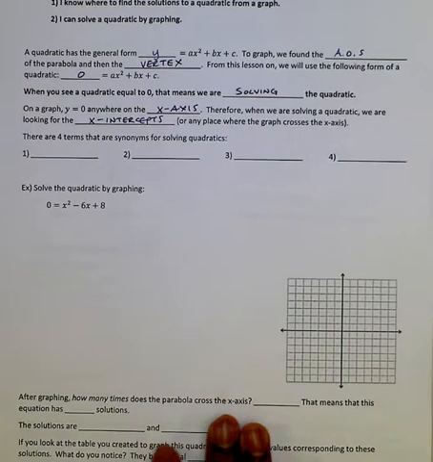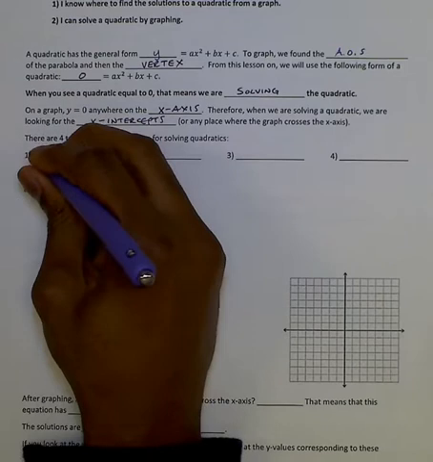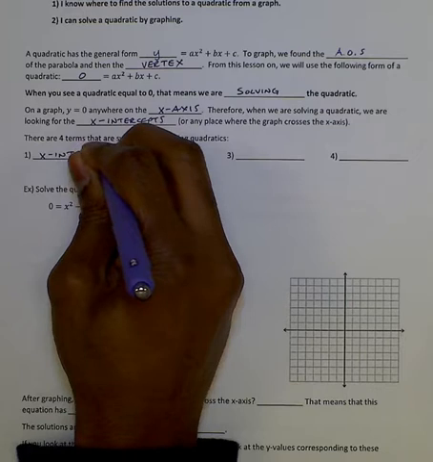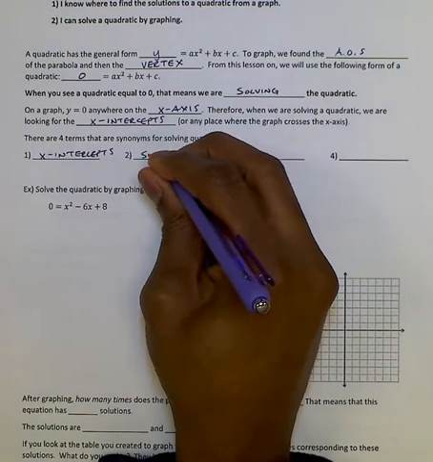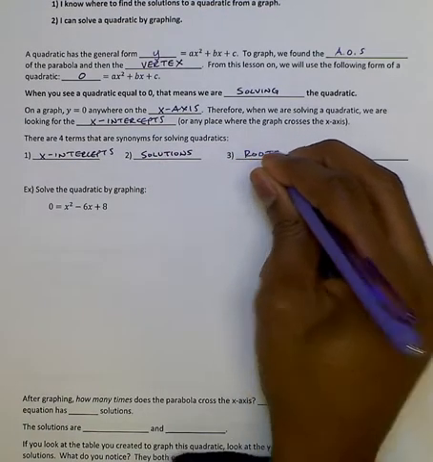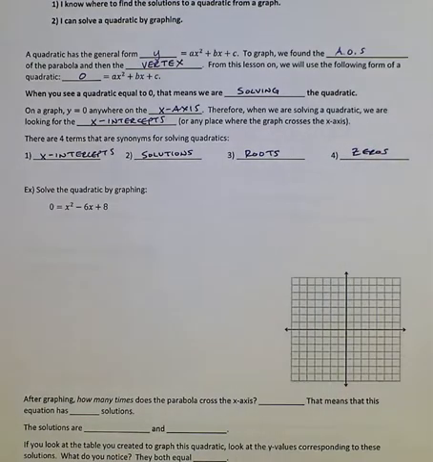Okay, there are four terms that are synonyms for solving quadratics. You might see x-intercepts today. You might get them called solutions, obviously. You might get them called roots. And you might see them called zeros. Okay, all these mean the same thing. Different methods usually call them different things, but they're the same.